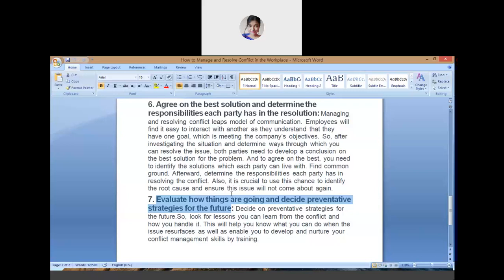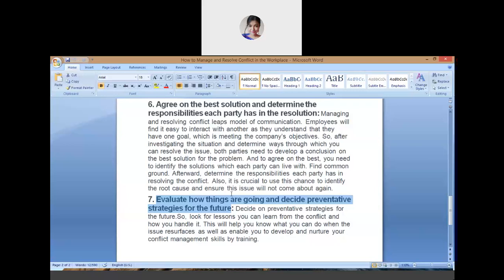Now up to a certain period, you also have to keep a check on whether things are going properly, whether everybody is following the decision that was taken, whether everybody is following the rules or not. And also you have to take certain preventive measures so that that particular conflict does not arise in the future. Yes, there might be another conflict again in the future, but when you solve a conflict once, that particular problem must not arise again, whatever the conflict is.